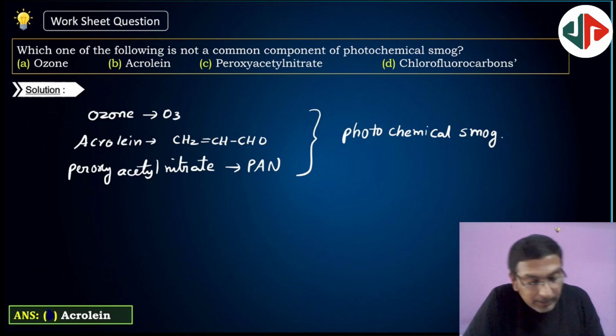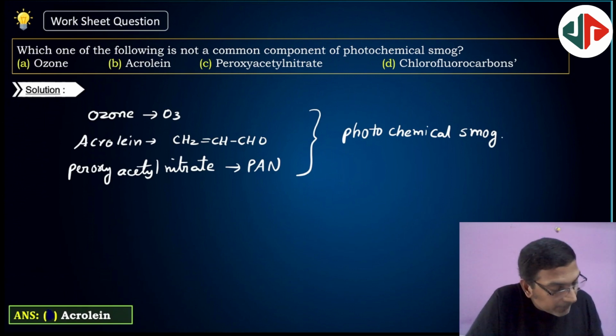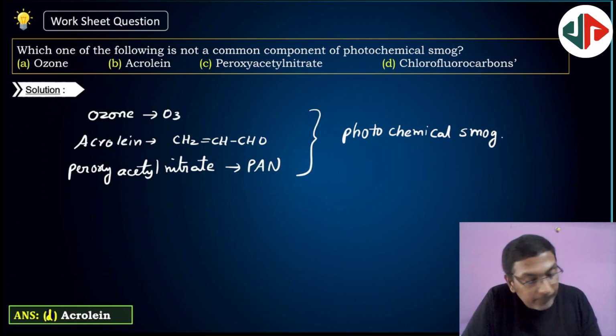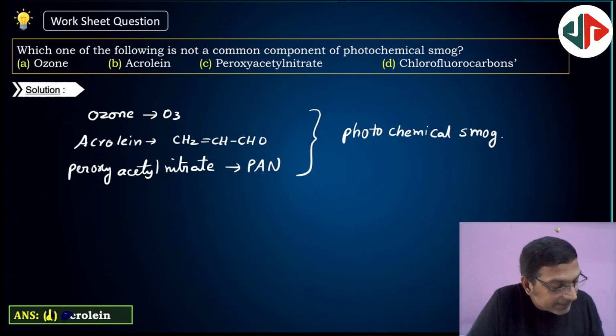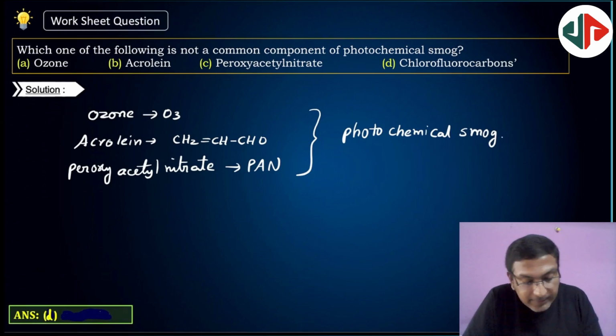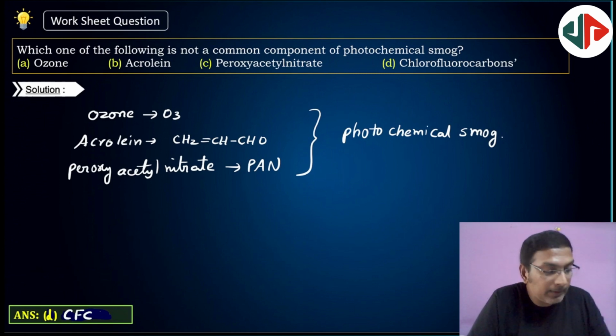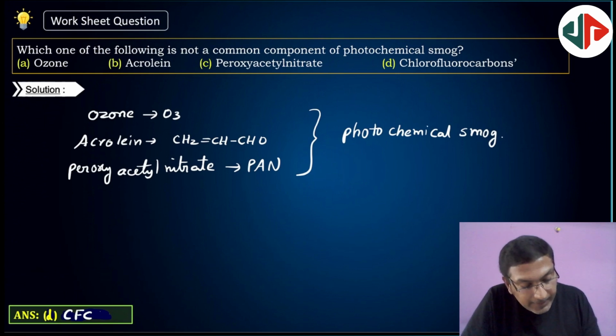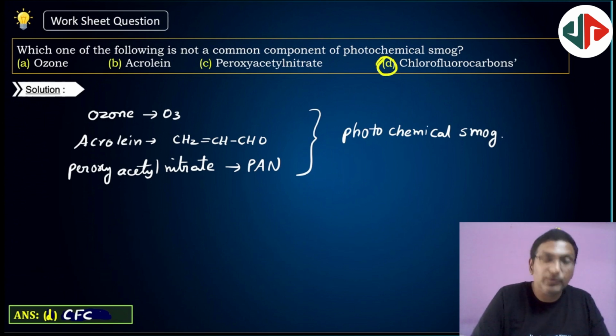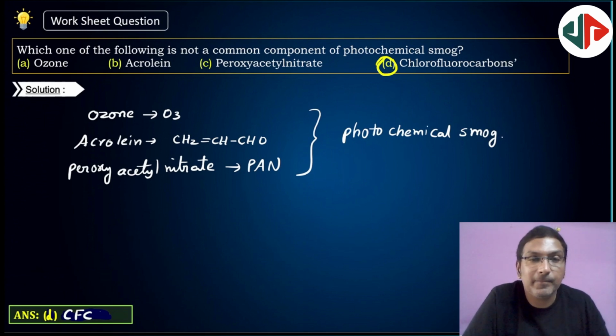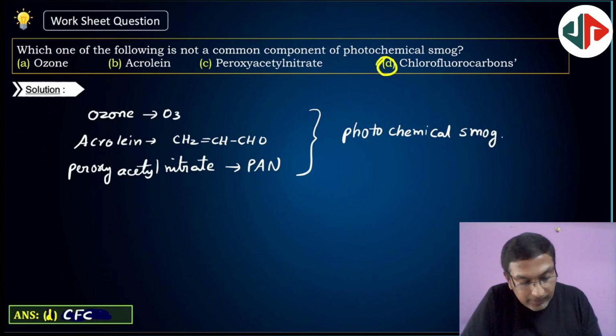CFCs are not common components. D. And answer CFCs, chlorofluorocarbons. So option D. Chlorofluorocarbons are responsible for ozone layer depletion. These are not components of photochemical smog. Remaining are components. Next.